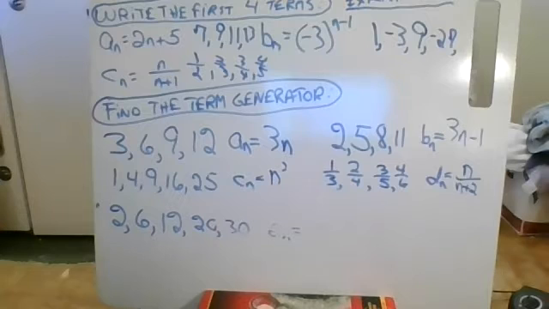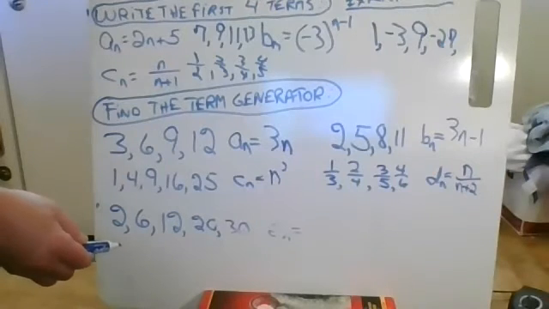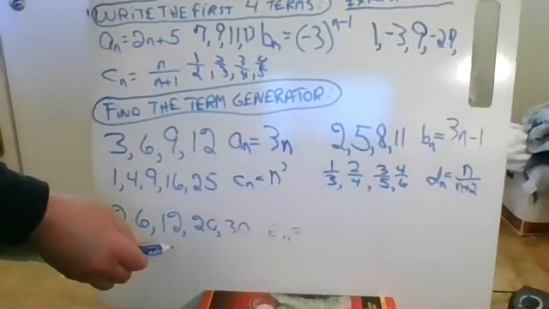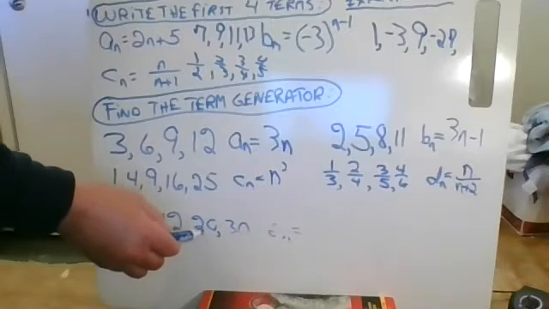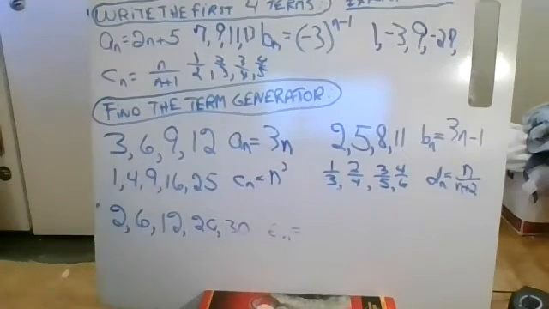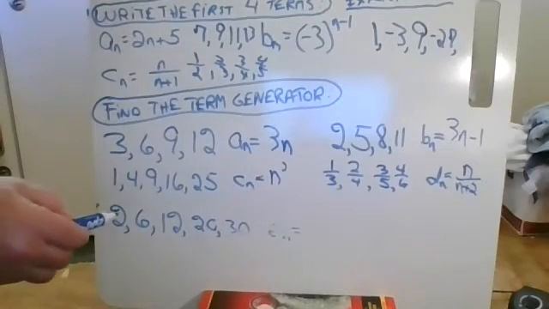This is a total different type of sequence generator. So somehow 1 goes into 2, 2 goes into 6, 3 goes into 12, 4 goes into 20, and 5 goes into 30. You have to see a connection. Somebody have it? N squared plus n. Okay.